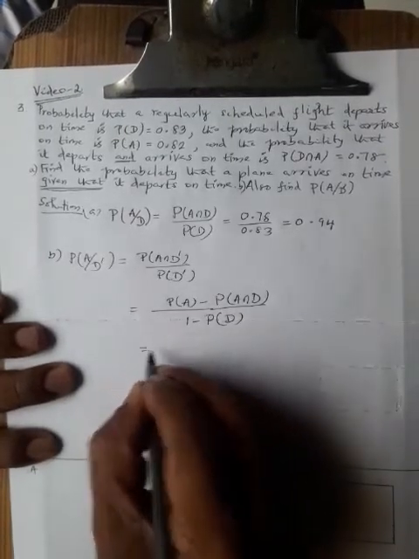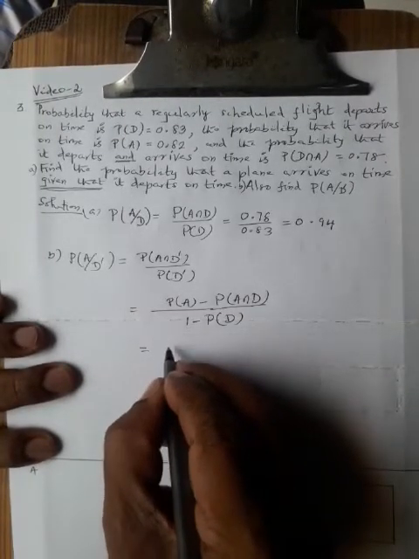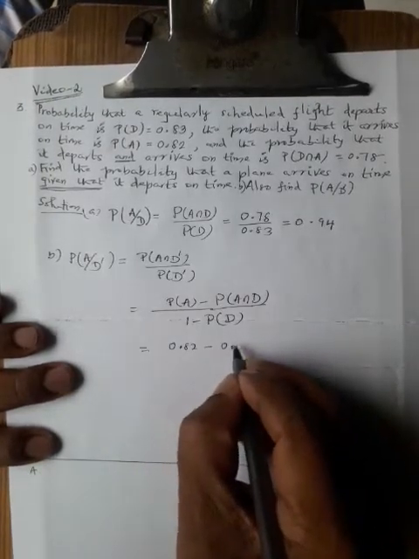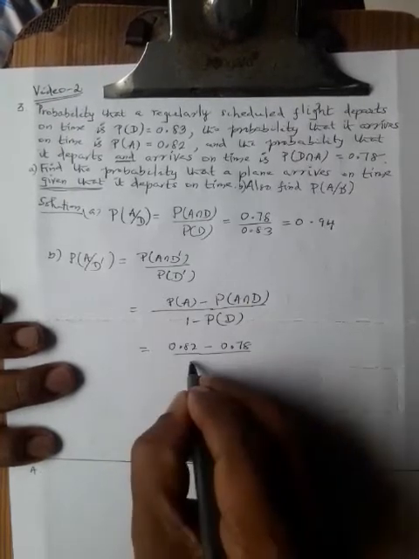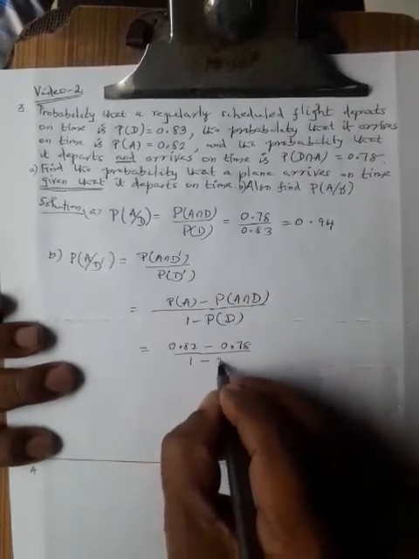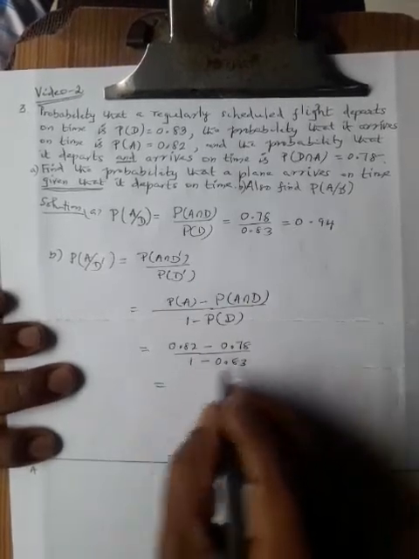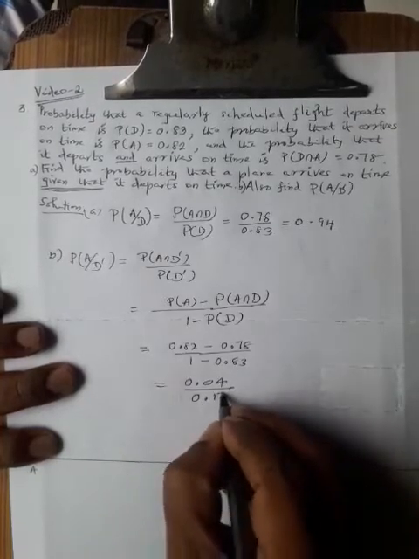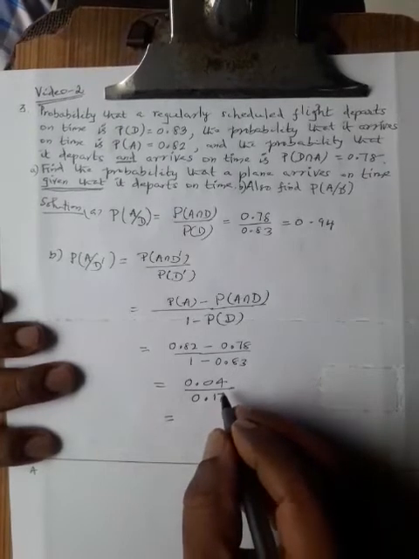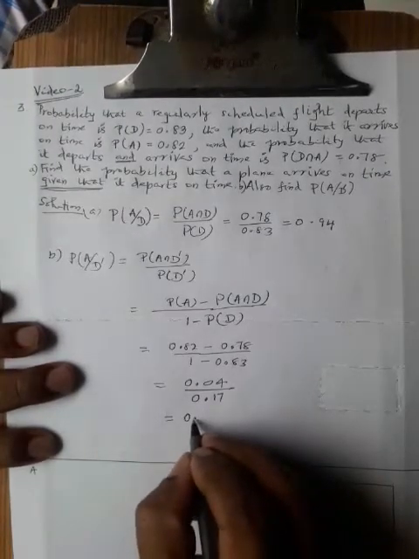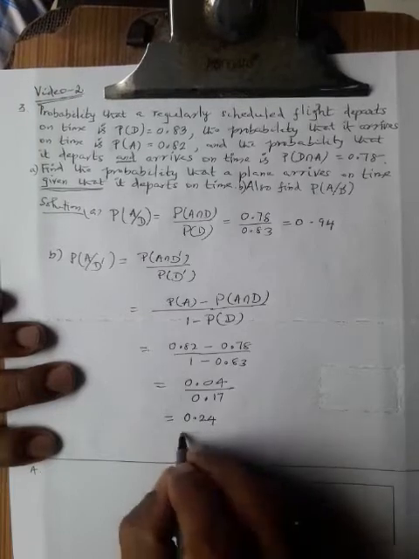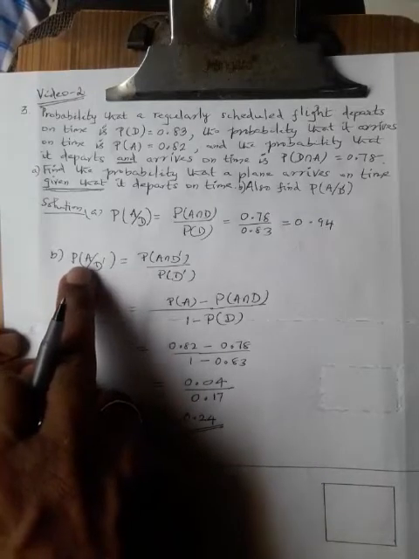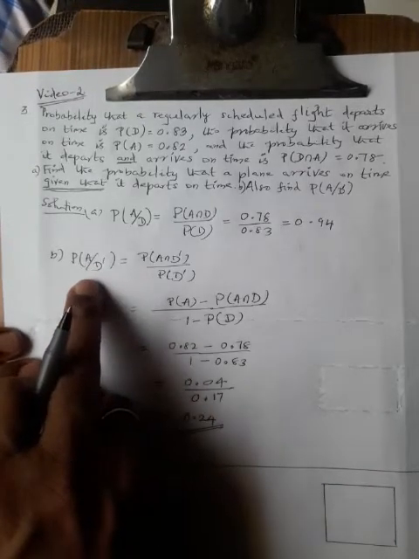So substituting all the values, P of A is given as 0.82 minus P of A intersection D, which is 0.78, divided by 1 minus P of D, which is 0.83. 0.82 minus 0.78 is 0.04, divided by 0.17. So this is approximately 1 by 4 nearly. Use the calculator to get 0.24. So 0.24 is the probability that it arrives on time given that it departs late.